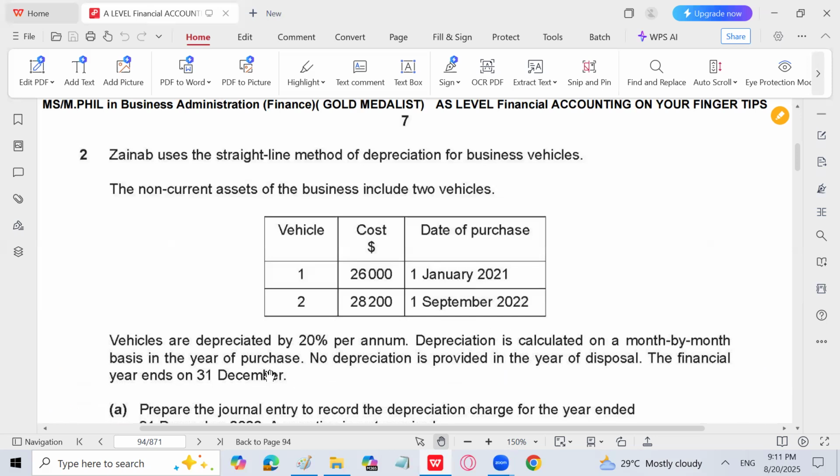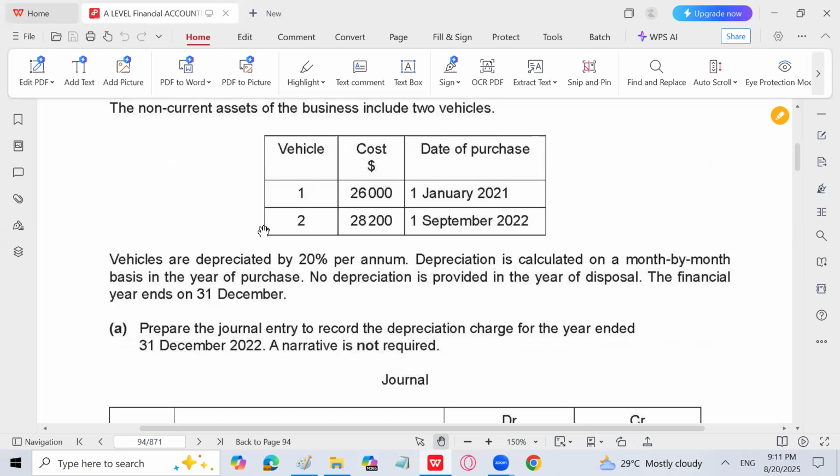So vehicles are depreciated by 20% per annum. Depreciation is calculated on a month-by-month basis in the year of purchase. No depreciation is provided in the year of disposal. The financial year ends on 31st December. In this question, there is no disposal, as I have already mentioned. Prepare the journal entry to record the depreciation charge for the year ended 31st December 2022. A narrative is not required.